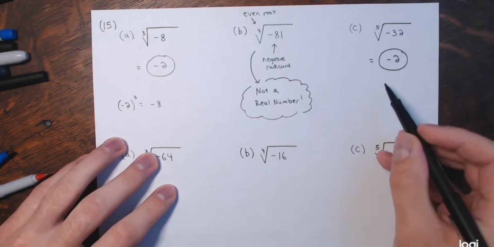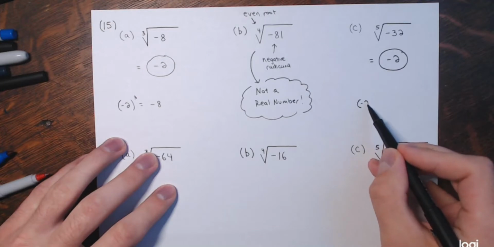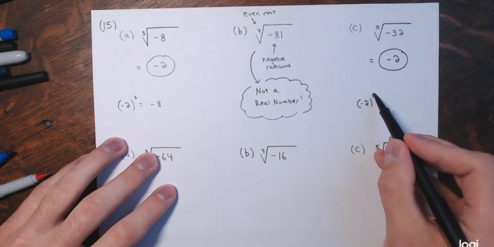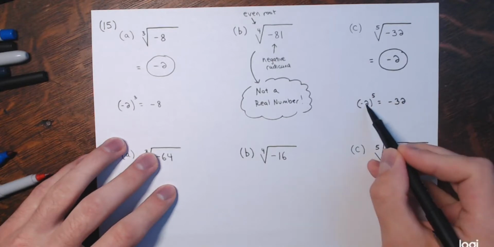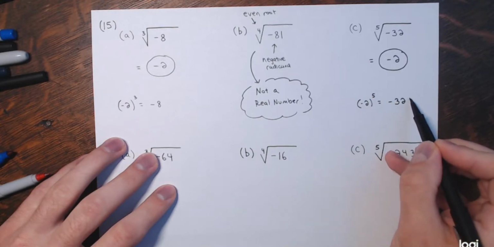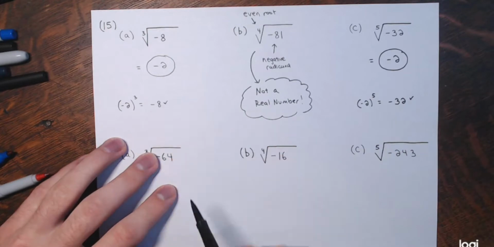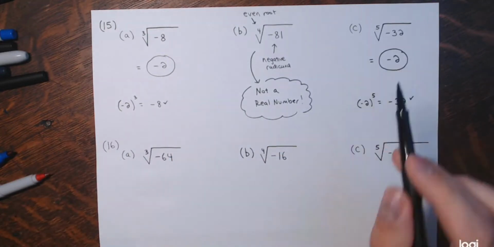And again, check it out. Take -2 to the fifth power, and that would be -32. Remember, a negative number to an odd power will be negative, and that works out, and this worked out earlier too. Great, so the answer is -2 for that one.